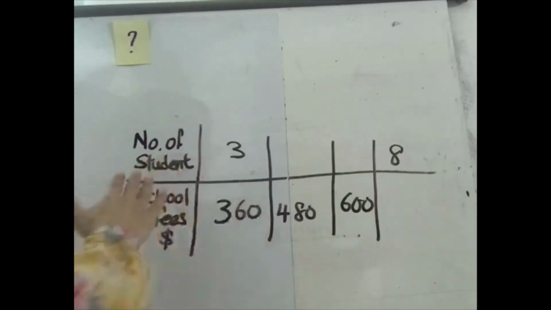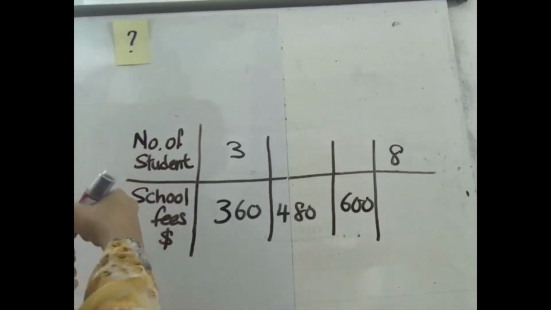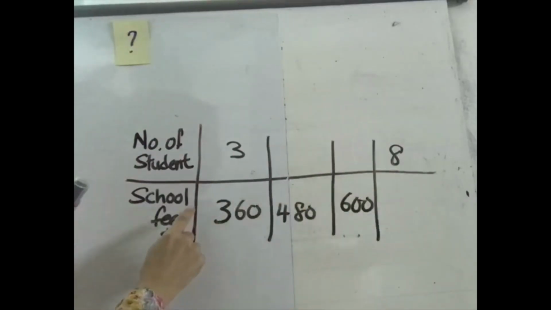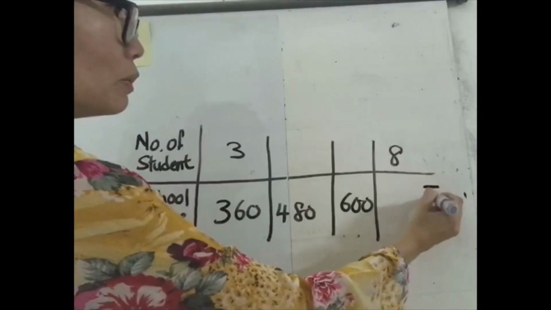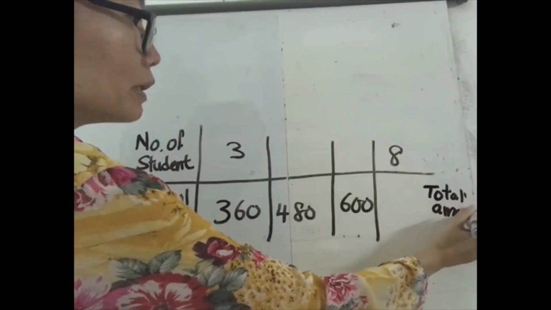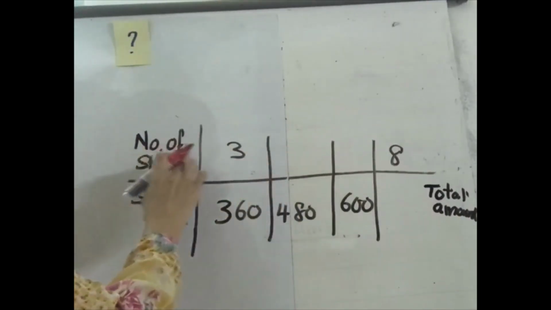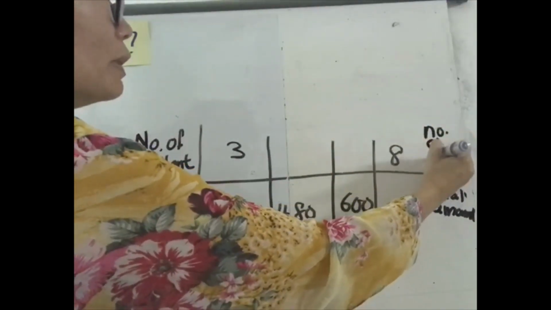Okay, let's look at these questions. We have number of students, we have school fee. Right, now before that, let's remember the formula. There are three things that you have to remember. This is called, what do you call this? The bottom, total amount. Okay, this is the total amount. And what do you call this on top? Numbers. Yes, numbers of unit.